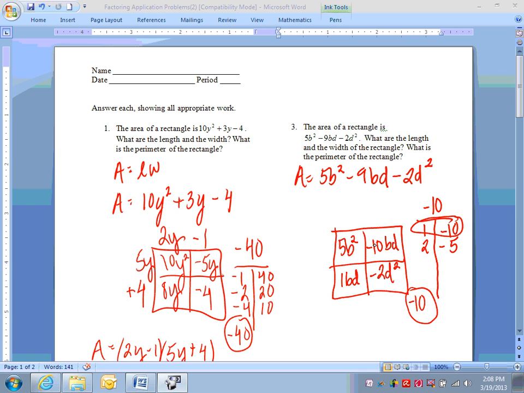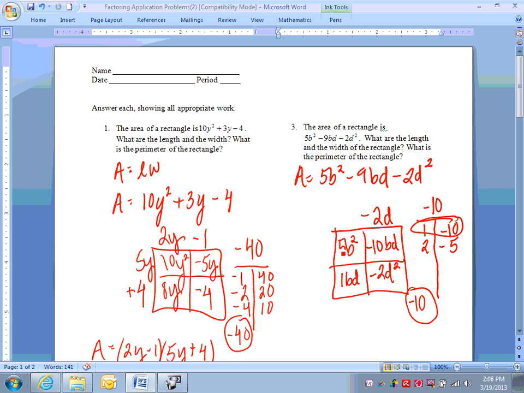Now we pull out our GCFs. The GCF of negative 10bd and negative 2d squared is going to be negative 2d. And I pulled out a 2 because that's the largest number that goes into 2 and 10. And I pulled out a negative because the box closest to that little spot is a negative 10, so that has a negative number in it. And then they both had a d as a variable. Now, the negative 2d squared did not have a b, so we don't get to pull a b out.